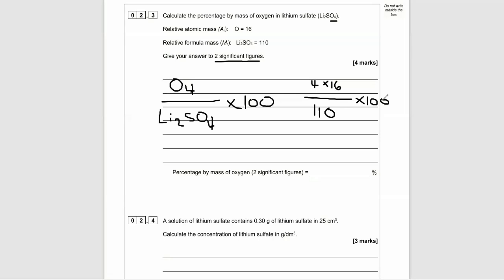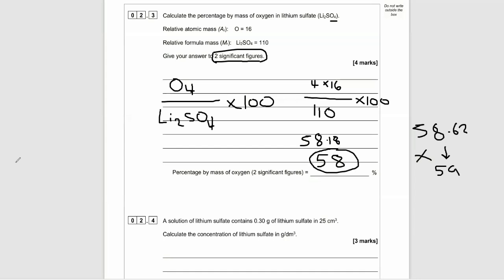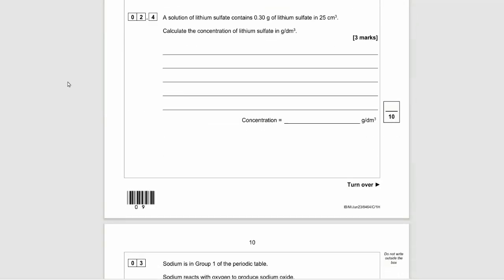So 64 divided by 110 times 100, excusez-moi, what's that, 58%? 58 point something percent. Now, we need to do it to 2 significant figures. So that's the first 2 numbers we want to round it to. And so as it's 58.18, we round it down to 58. Whereas if you look to the right, if it was 58.62, it would be closer to 59. So we would round it to 59. But in this situation, it's closer to 58. So we round it to 58.